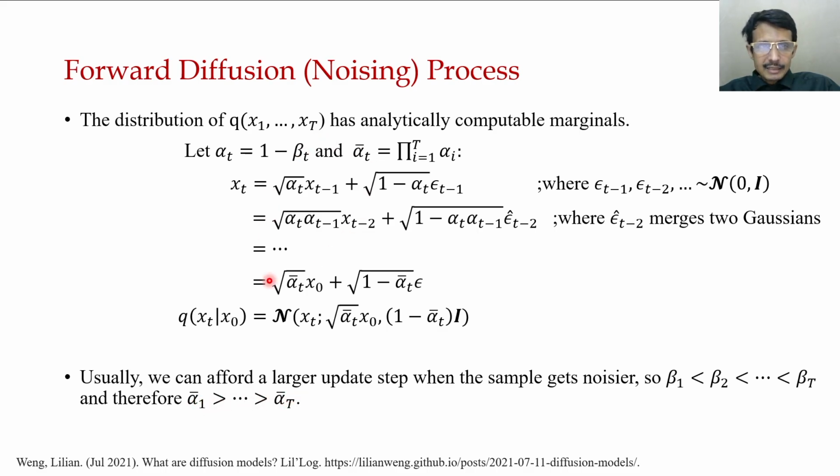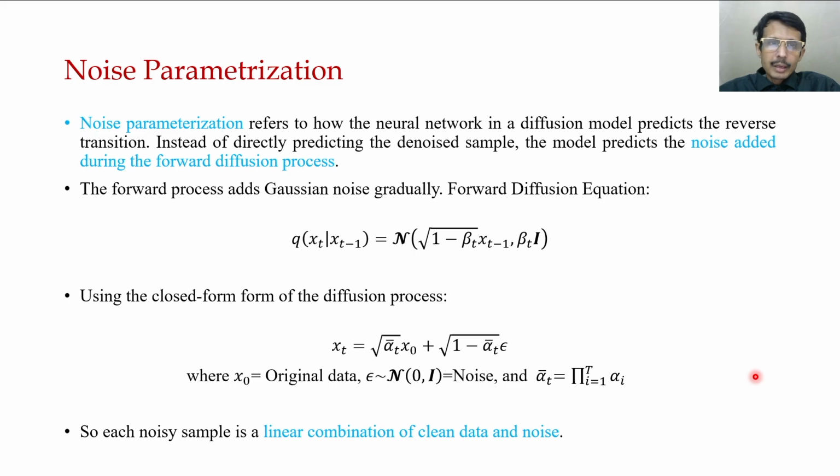So this is the basic understanding. This is just the mathematical understanding. We have to understand how we actually find the relation between x t and x t minus 1. Now, how do we parameterize the noise? Noise parameterization refers to how the neural network in a diffusion model predicts the reverse transition, that is the backward transition. Instead of directly predicting the denoised sample, the model predicts the noise added during the forward diffusion process.